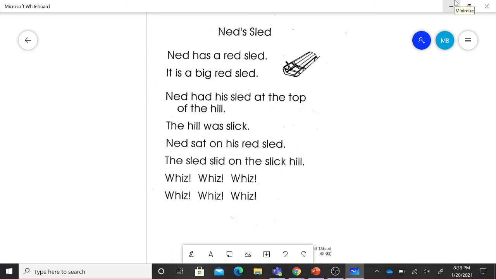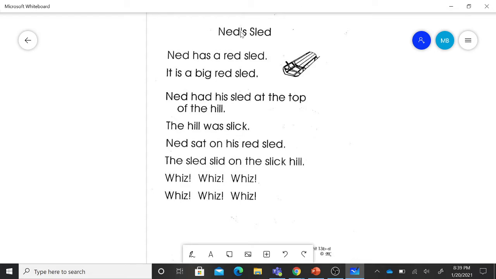A passage to go with our new blend SL. This is one you may have seen before, but we are going to use it again because it uses a lot of that SL sound. All right, here's our story.